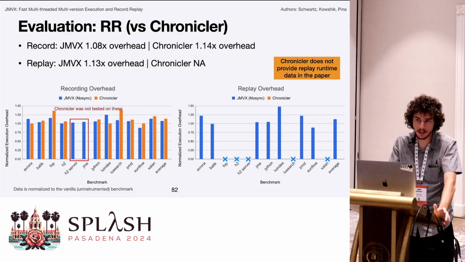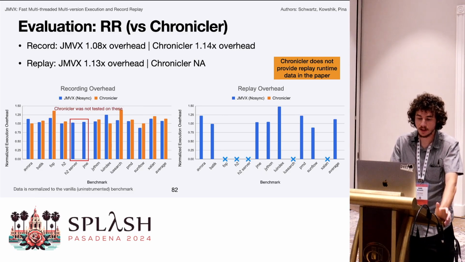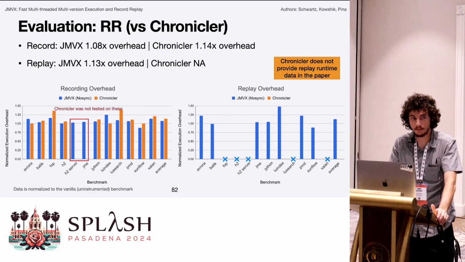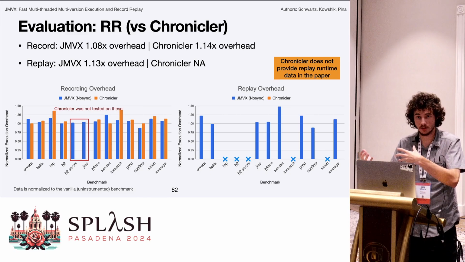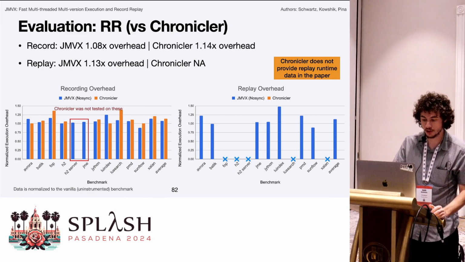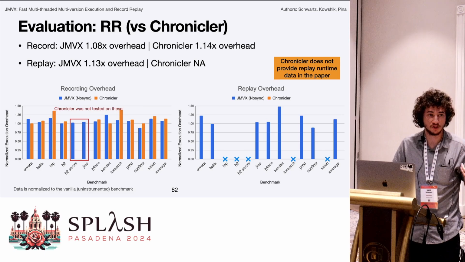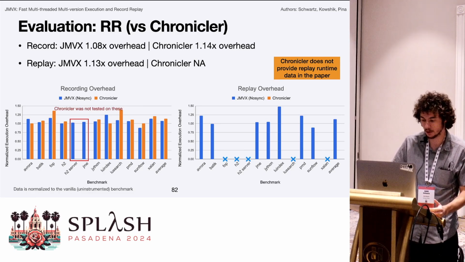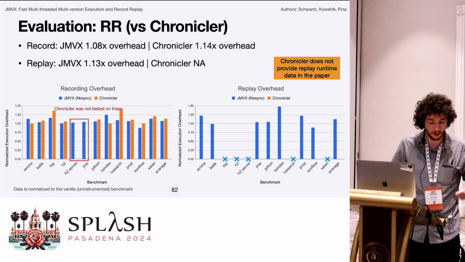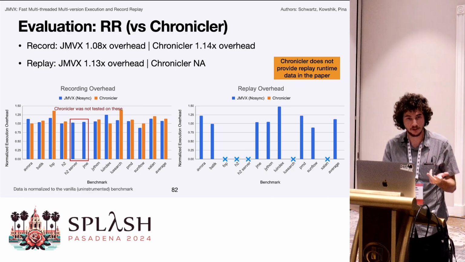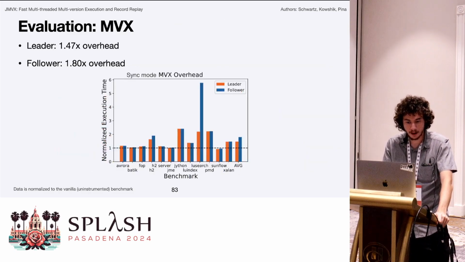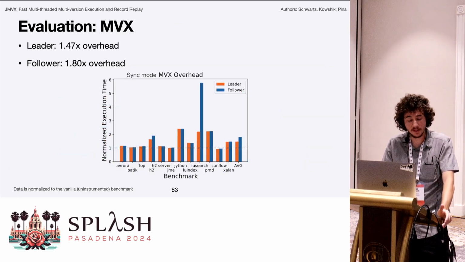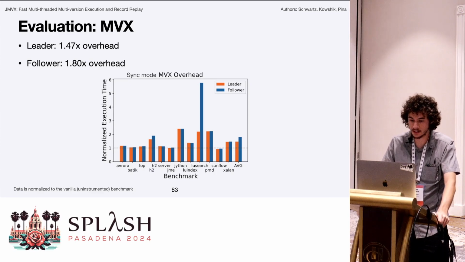But another thing that this helps us stress is you really need multi-threaded replay. You can't get away with just recording the results of some of the system calls or the library calls that those are coming from, because you'll just end up diverging due to scheduling decisions that happen on a lot of these multi-threaded benchmarks. And that's why in our replay, we aren't able to replay things like FOP or H2 without the multi-threading support anyway. For MVX, we see our leader has a 1.47x overhead, and the follower has a 1.8x overhead.